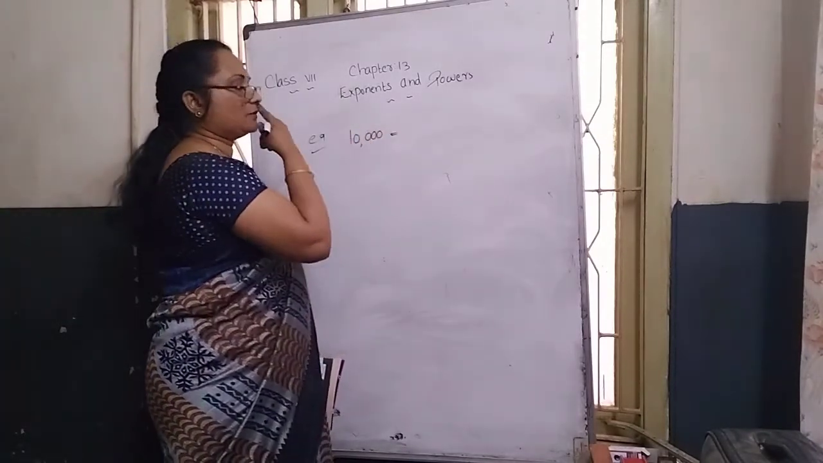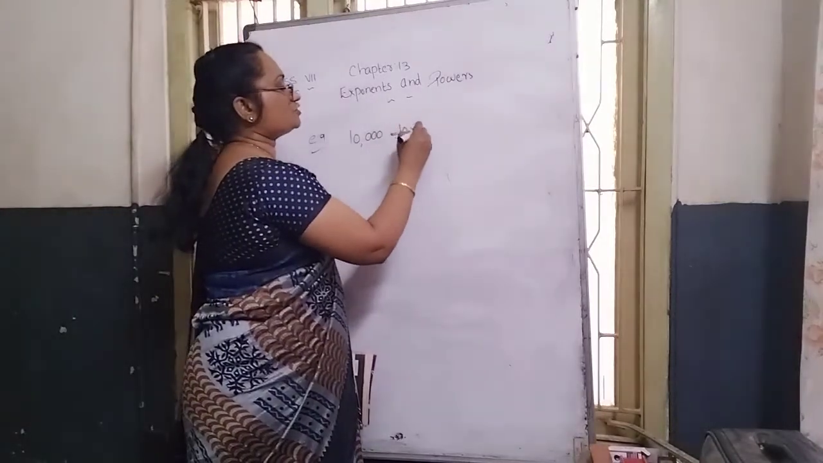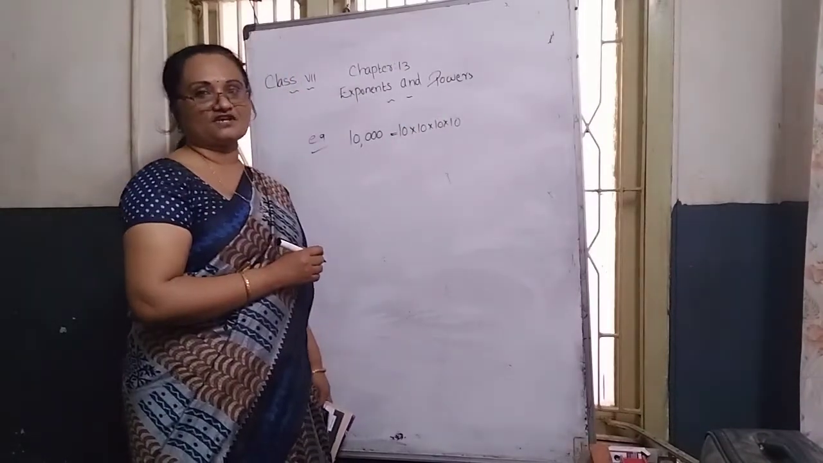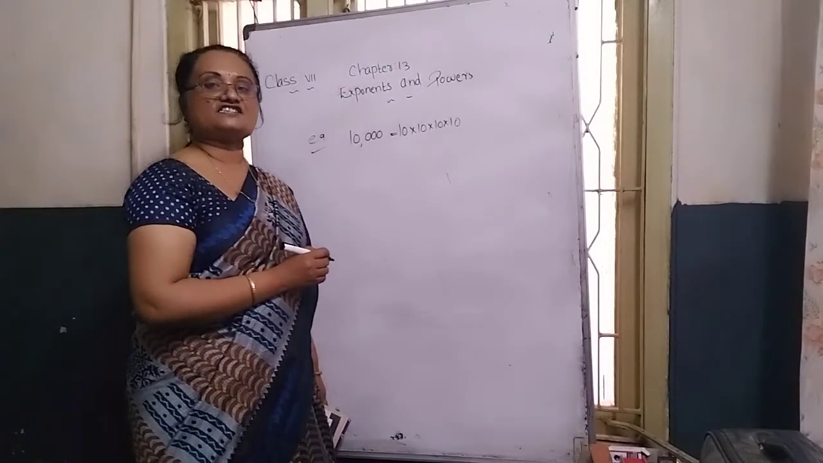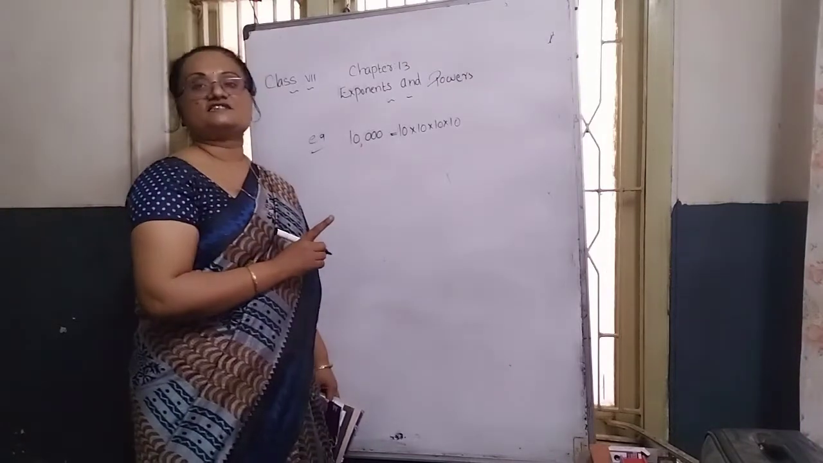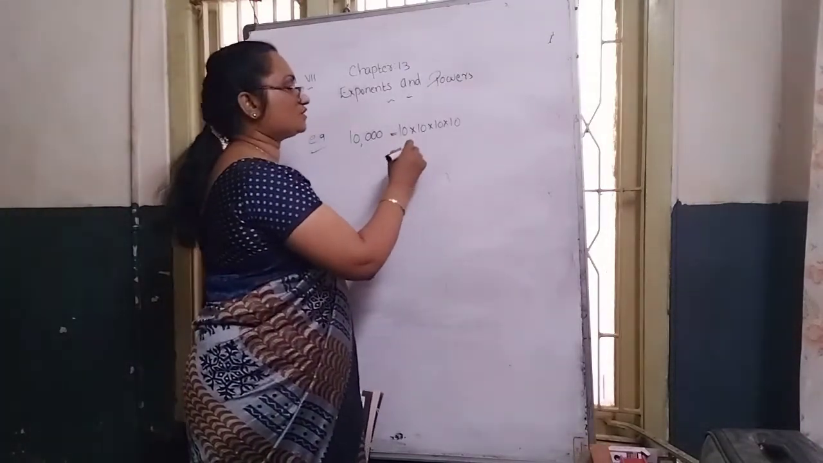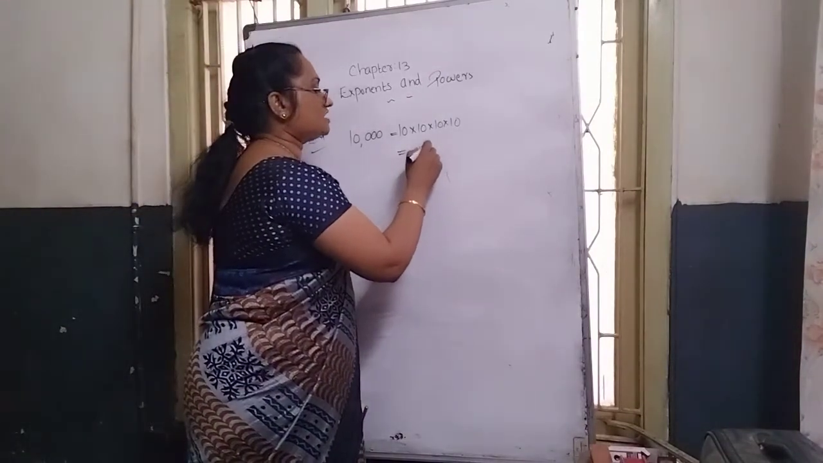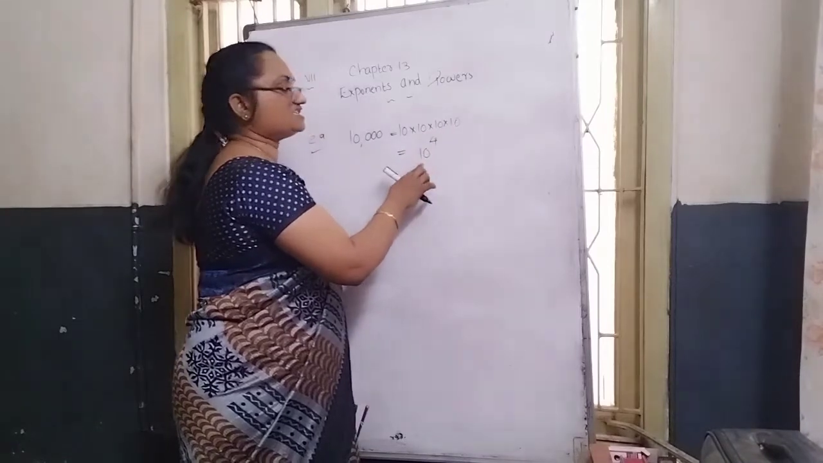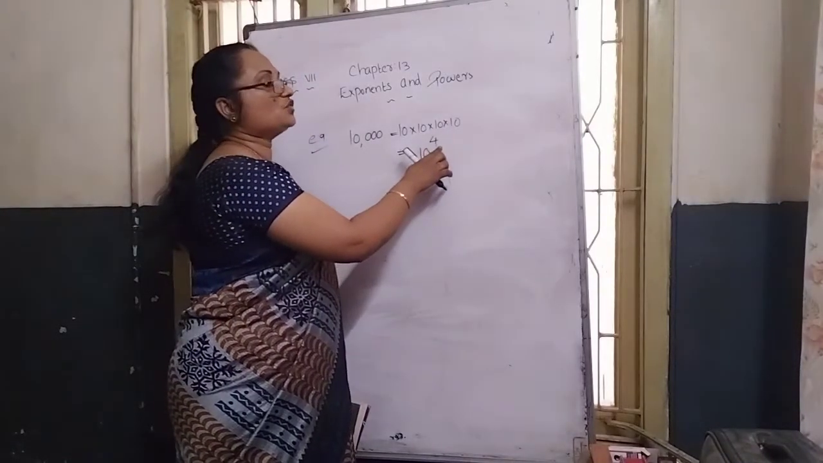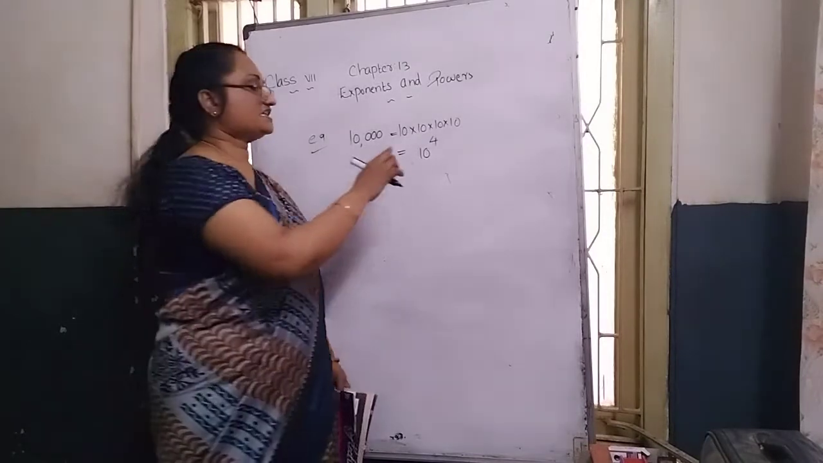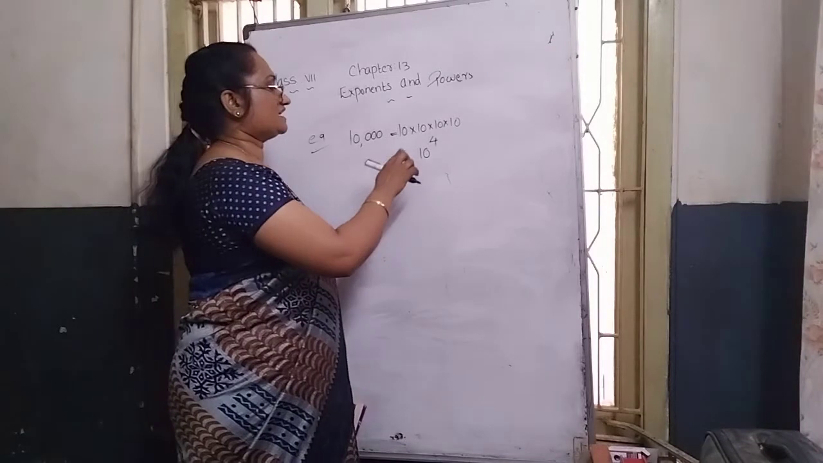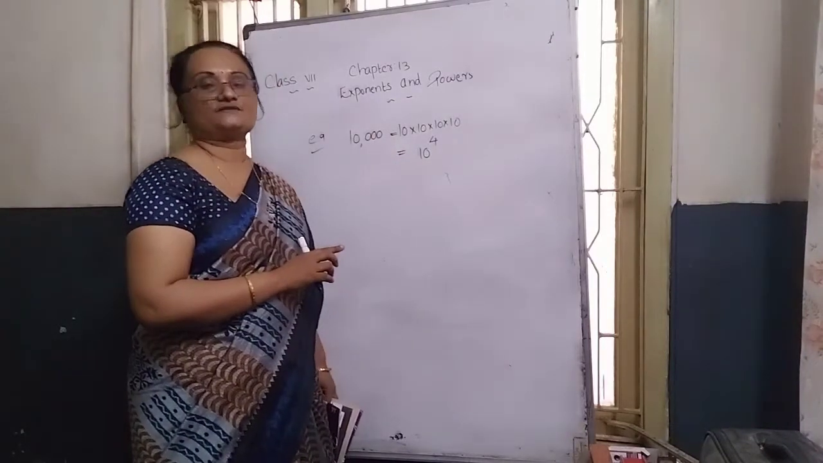10,000 means 10 into 10 into 10 into 10. How many times is 10 multiplied? 4 times, and we get the answer 10,000. So to express it in power notation, 10 is repeated 4 times. So we can write 10 raised to 4. That means 10 is the base, 4 is the exponent. So we can express it as 10 raised to 4.